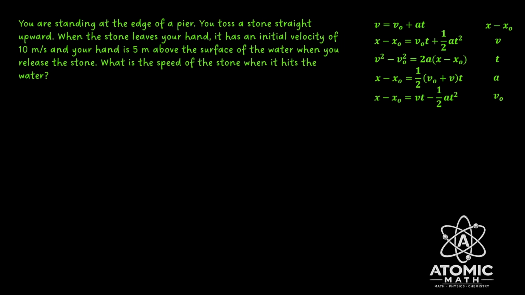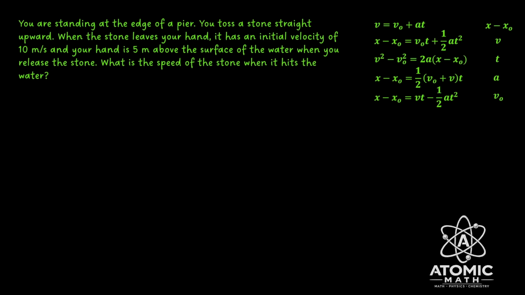Now let's take a look at another question, and this one's going to be a little bit more difficult. It's going to take a little bit more thought. You're standing at the edge of a pier. You toss a stone straight upward. When the stone leaves your hand, it has an initial velocity of 10 meters per second, and your hand is about 5 meters above the surface of the water when you release the stone. What is the speed of the stone when it hits the water?